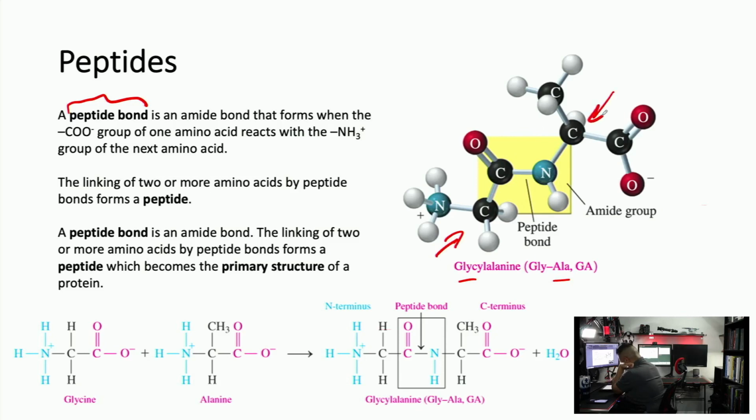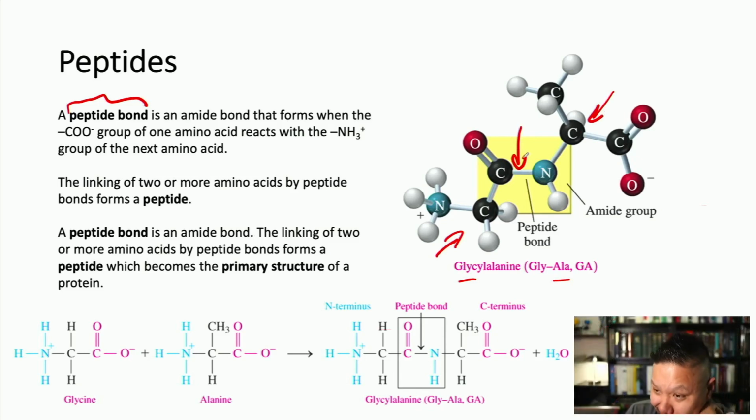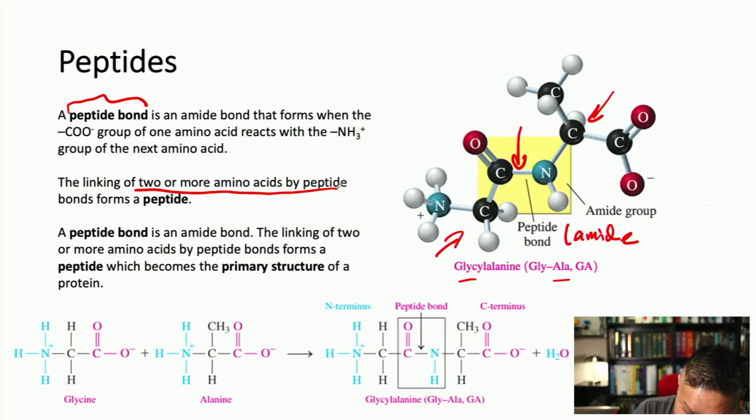Okay? And it's being held together by this bond right here. That's the amide bond, right? Well, it's a peptide bond, but it's also an amide bond. A peptide bond is always also known as an amide bond. Linking two or more amino acids together by a peptide/amide bond makes a peptide, and you can imagine how long these things can get, right? A gazillion amino acids together.